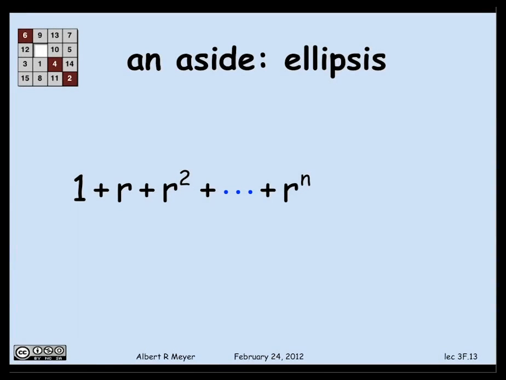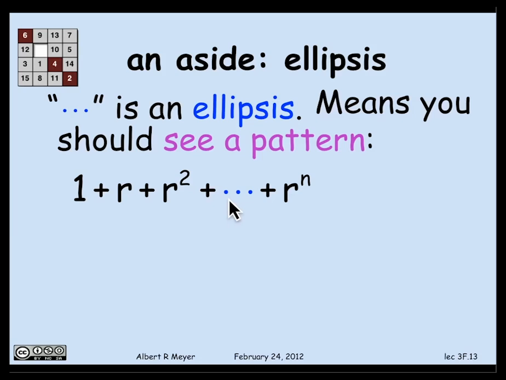All right. By the way, as an aside, and we already saw a little problem with this, the 3 dots that appeared in this sum are called an ellipsis. Plural is ellipses. And they are used where the writer is trying to tell the reader that there's an obvious pattern that the reader is expected to see, which I think is fairly clear in this case. You go, it's r to the 0, r to the 1, r to the 2, r to the 3, up to r to the n.